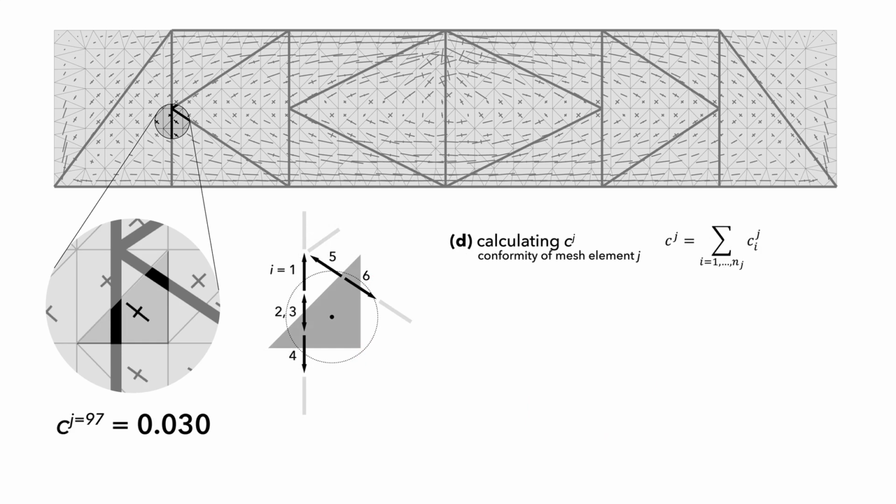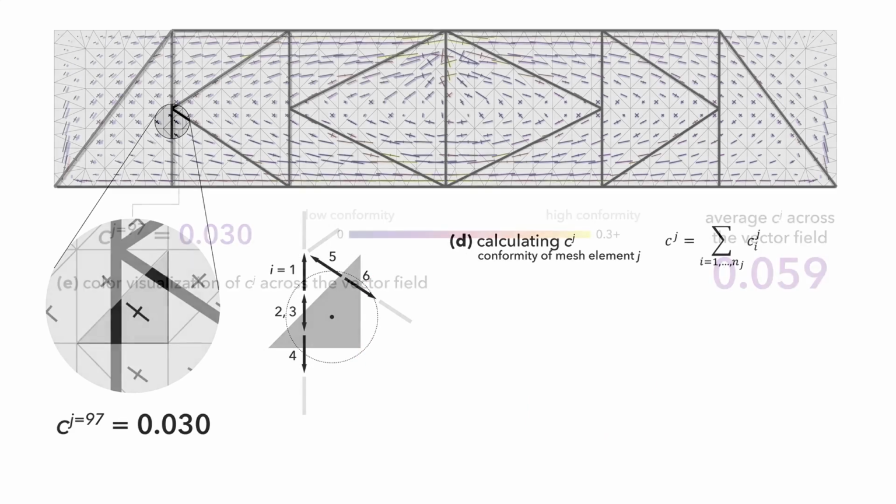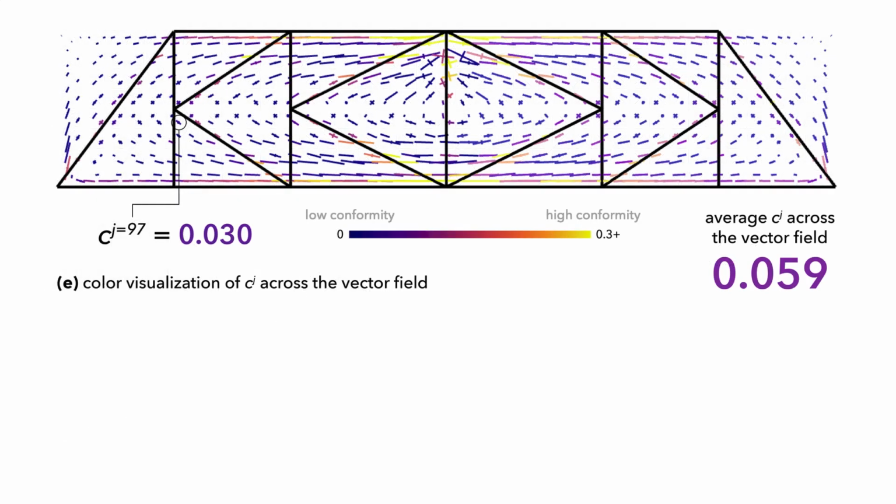These contributions are summed to produce the conformity score of the examined mesh element. Finally, the conformity of the overall topology can be summarized as the average conformity of all mesh elements. Color-coding the underlying cross field helps indicate areas of high and low conformity across the topology design. Here, dark purple indicates low conformity, while bright yellow indicates high conformity.